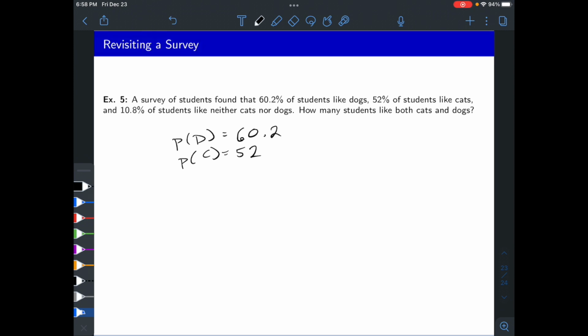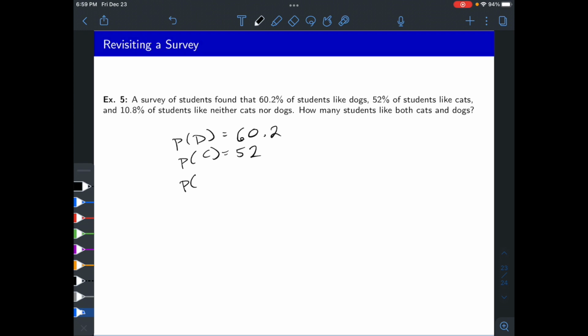All right, so the percentage of people that like dogs is 60.2%. The percentage that like cats is 52. The percentage that like neither cats nor dogs is 10.8. We don't really have notation for neither cats nor dogs here, so let's come back to this. Or let's just think about how we apply this information that 10.8% neither like cats nor dogs.